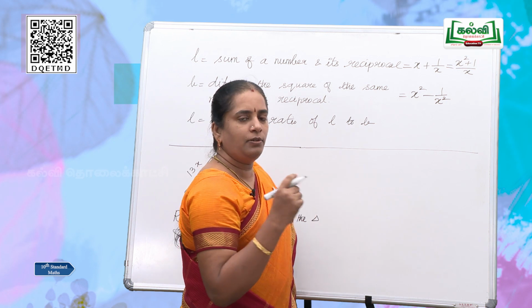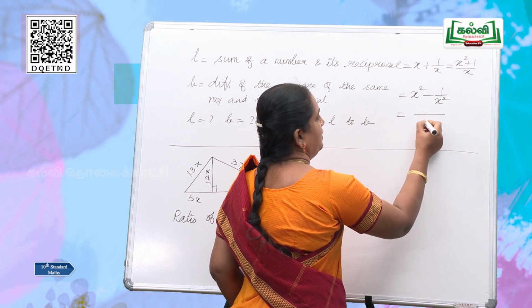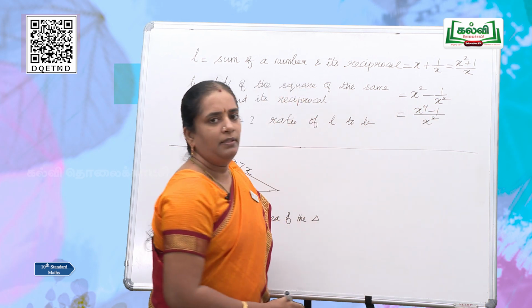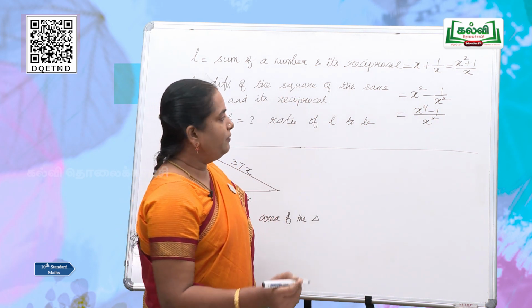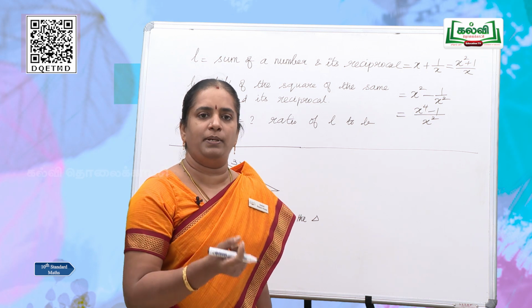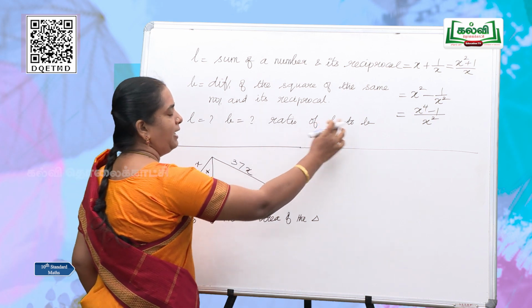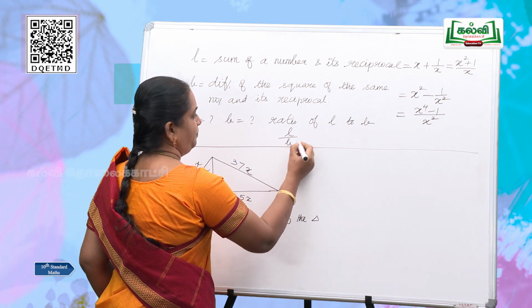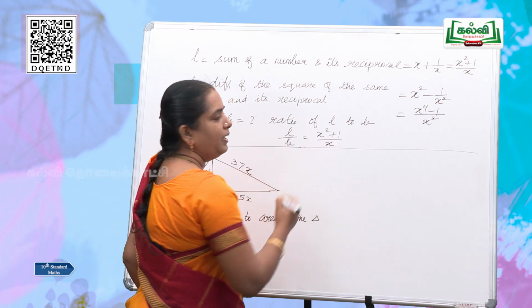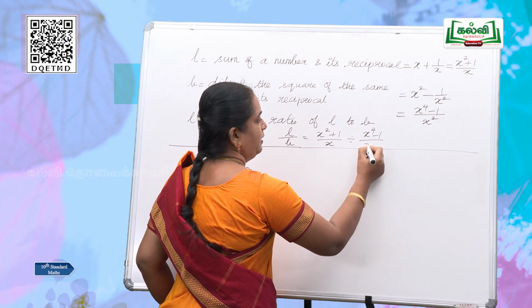So, how will you get it into a rational expression? Yes, we are going to subtract, as x square is the LCM, x power 4 minus 1 divided by x square is our breadth. And we are going to find the ratio between length and breadth. The order is important: length and breadth. So, length should be in the numerator and the breadth should be in the denominator. So, the ratio of L and B is nothing but L by B. What is in the place of L? Yes, x square plus 1 by x divided by B. B is x power 4 minus 1 by x square.